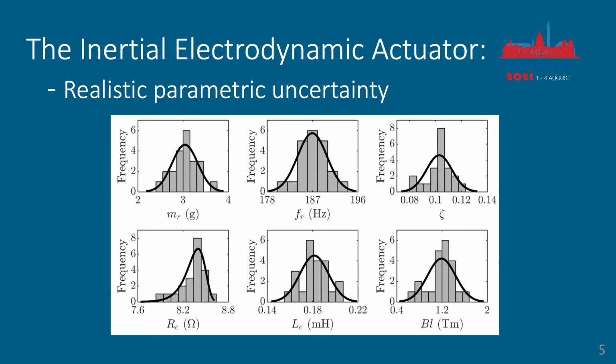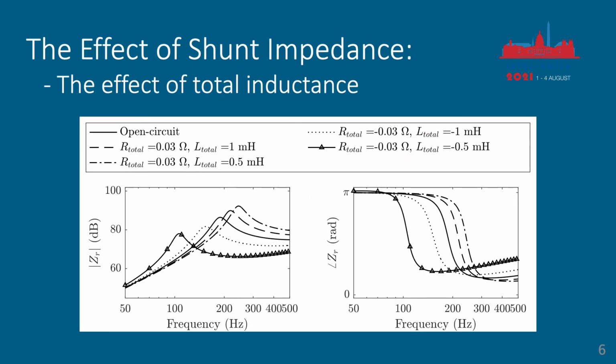The effect of the characterized parametric uncertainty distribution shown here will later be evaluated. But first, we will look at how the shunt impedance affects the response. This plot shows the magnitude on the left and the phase on the right of ZR, the impedance of the actuator base to displacement, for different values of the total inductance L total. The open circuit response is shown with a solid line, with the peak falling at approximately 187 Hz.